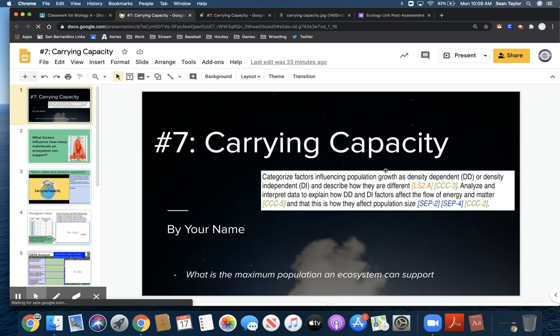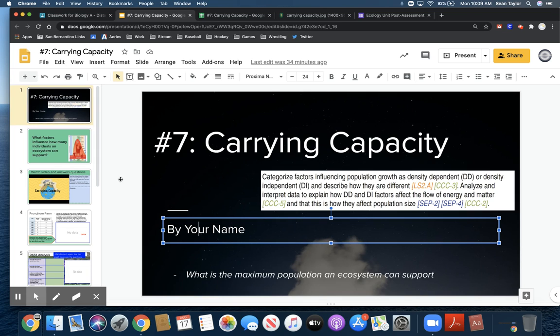It's to categorize factors influencing population growth as density dependent or independent and how they are different. And then we want to analyze and interpret data to explain how these factors affect the flow of energy and matter and how they affect population size. Simply put, what is the maximum population an ecosystem can support? The carrying capacity. So nothing to do on slide 1.